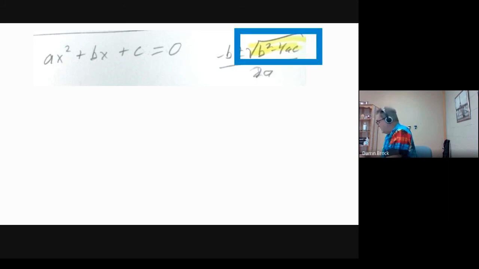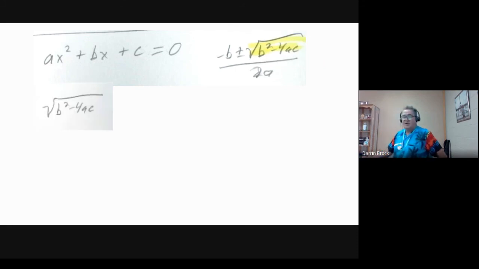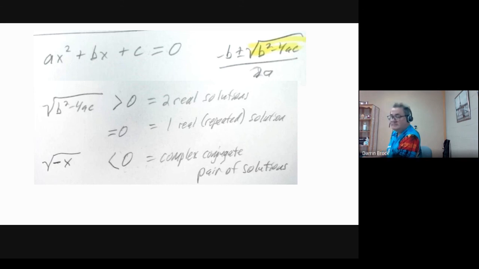Well, this part right here determines everything. That's called the discriminant. b squared minus 4ac is the discriminant, and it will tell you a lot. When you put the b, the a and the c in there and you solve that, if this is greater than 0, there are 2 real solutions.